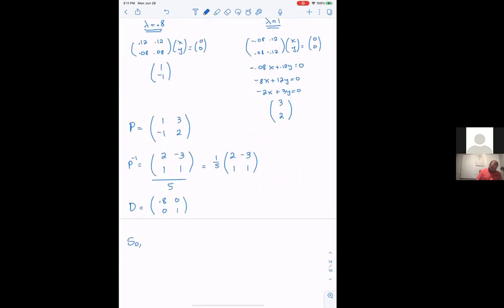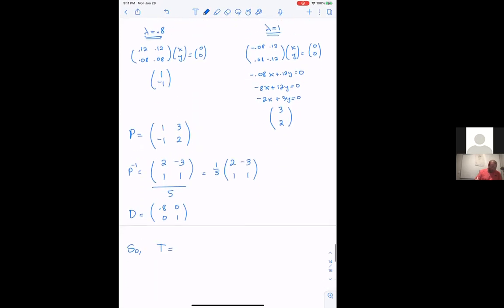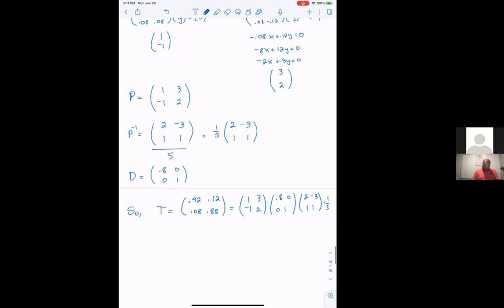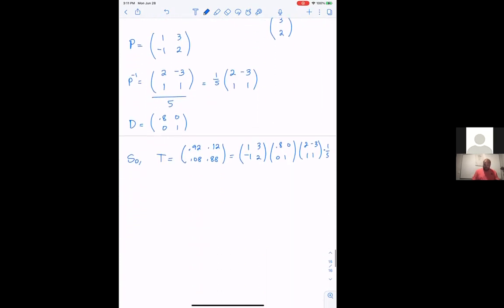So as a result, my original T matrix, which was 0.92, 0.12, 0.08, 0.88, is equal to P, which is 1, negative 1, 3, 2, times D, 0.8, 0, 0, 1, times P inverse, which is 2, negative 3, 1, 1 with a 1/5 constant, which you can put all the way in front at the end, it doesn't really make a difference. So this is T. Now, we want the steady state vector.